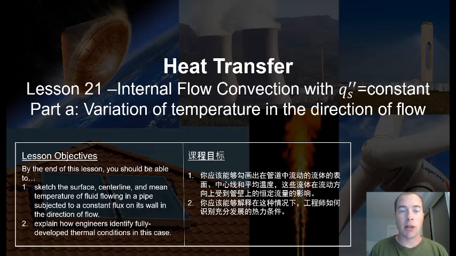In a solar parabolic trough collector, a fluid flows through an absorber tube. The absorber tube is subjected to an approximately uniform flux due to the concentrated sunlight from the parabolic mirror. By the end of this lesson, you should be able to sketch the surface, center line, and mean temperature of fluid flowing in a pipe subjected to a constant flux on its wall in the direction of flow. You should also be able to explain how engineers identify fully developed thermal conditions in this particular case.